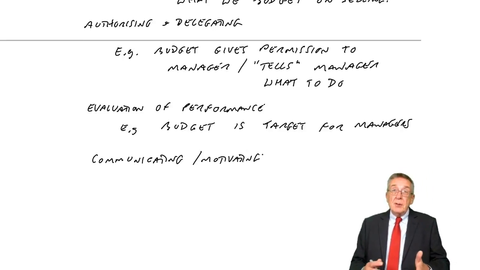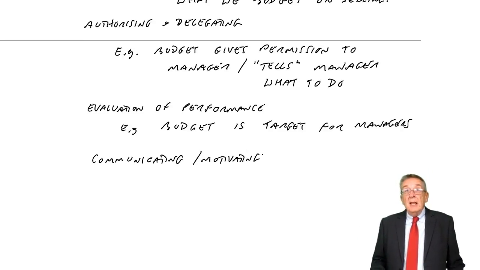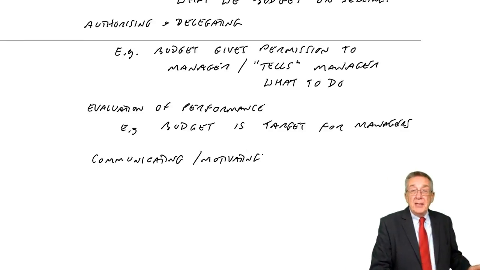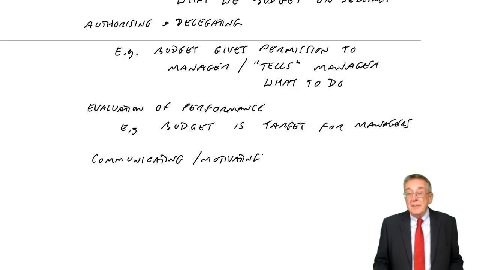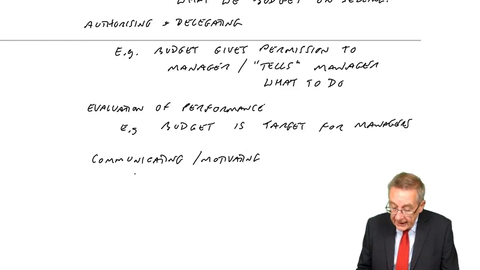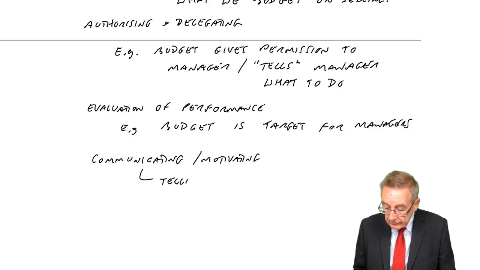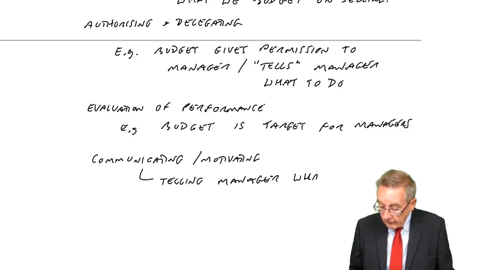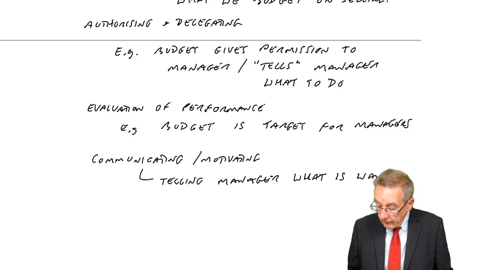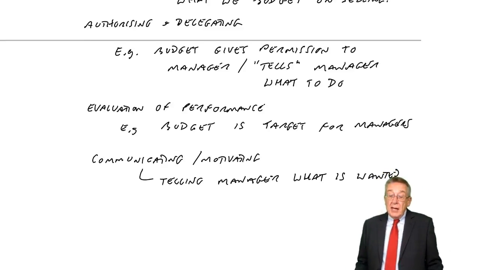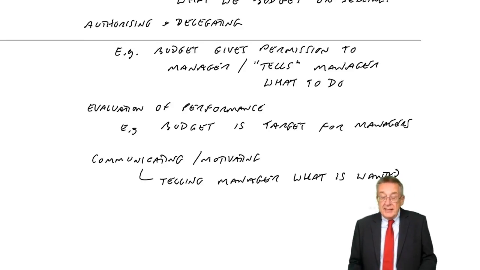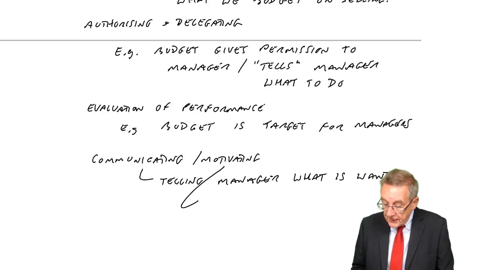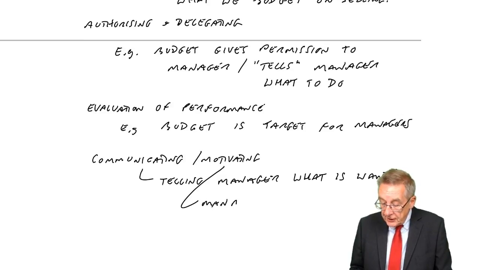And it really overlaps with two of those already mentioned. When we tell the managers, this is your budget, you'll produce this many units, you'll employ this many workers, and so on, we're communicating, we're telling the managers what we want. And at the same time, if we're using it to measure performance, it's hopefully motivating the managers. The managers want to do better than budget.